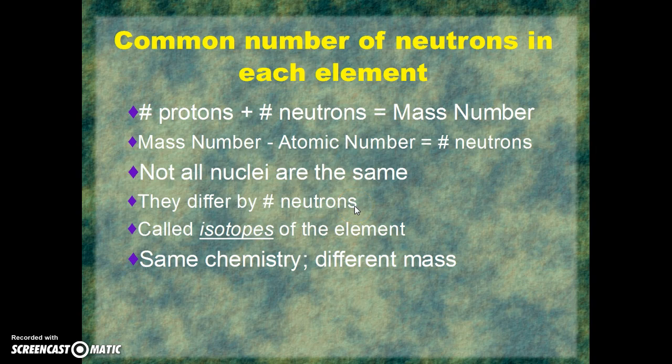So we have several different kinds of carbon, for instance. If we have the same element but different mass, we have isotopes of that element. Isotopes of a given element all have the same chemistry, but the mass is different because of the number of neutrons.